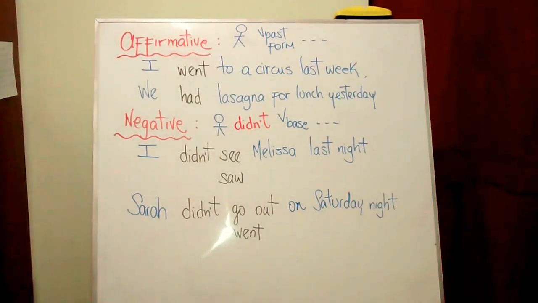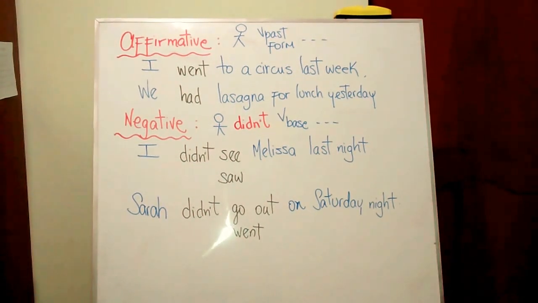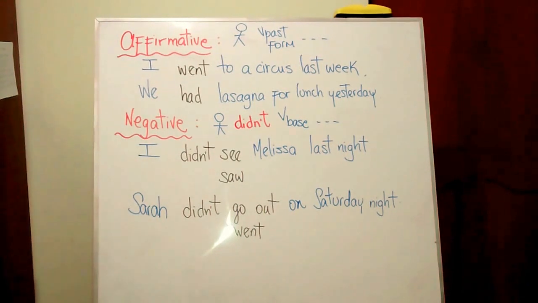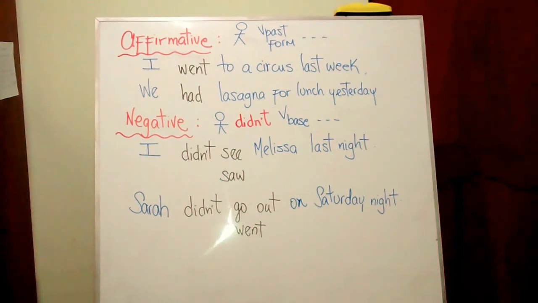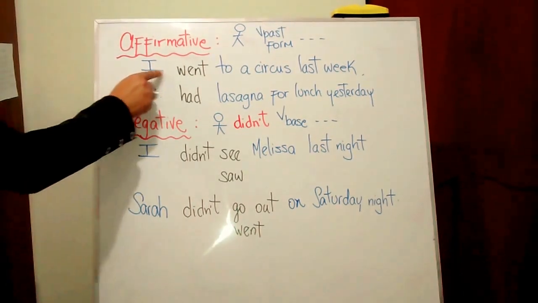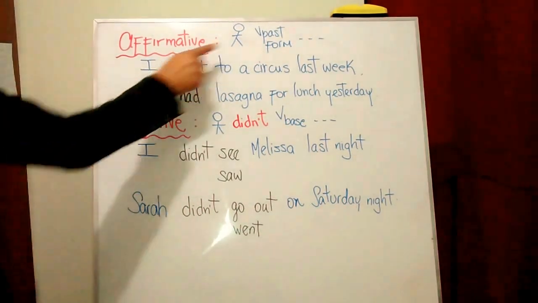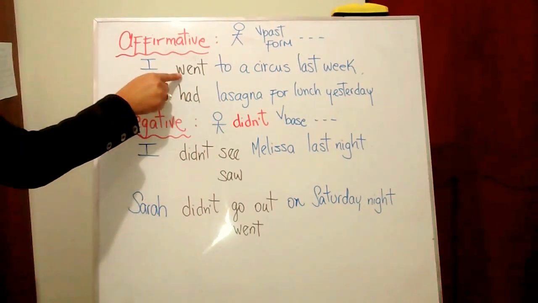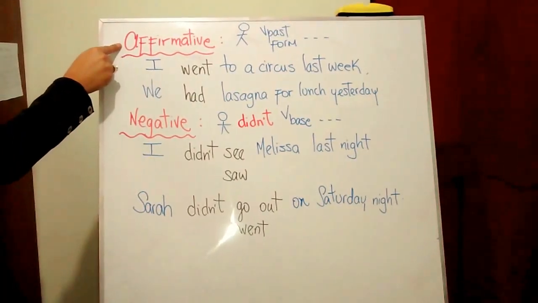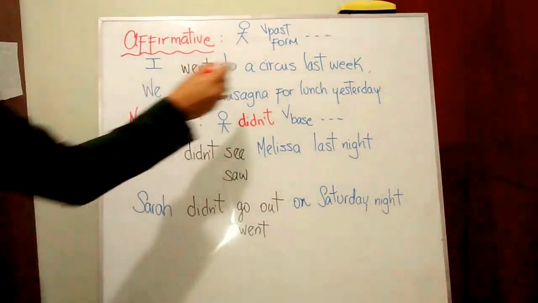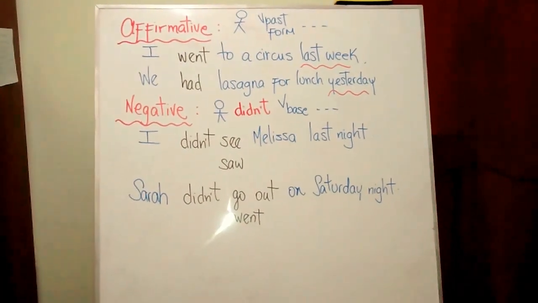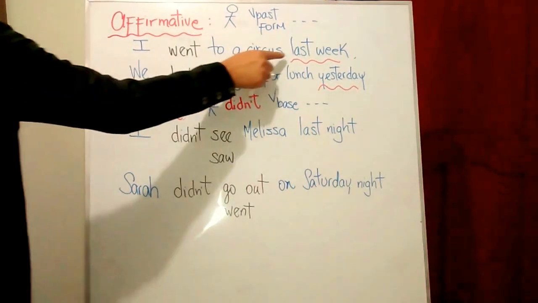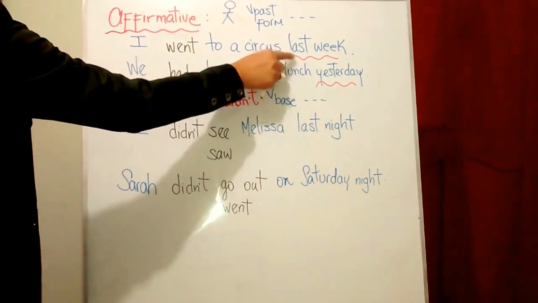Okay, here we have a few examples of the past simple form, affirmative and negative statements. Affirmative. I went to a circus last week. We had lasagna for lunch yesterday. We have here the subject and the verb in the past form, always in the affirmative. And we also indicate when the action happened. Cuando ocurrió la acción. Mencionamos específicamente cuando ocurre la acción.